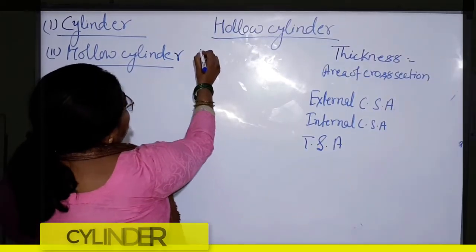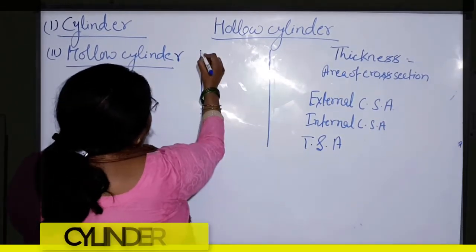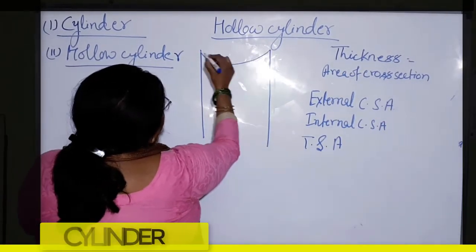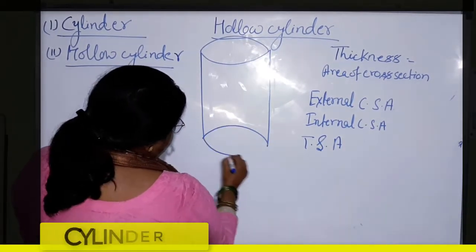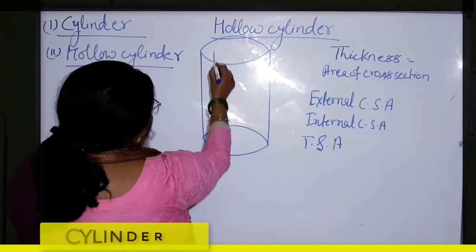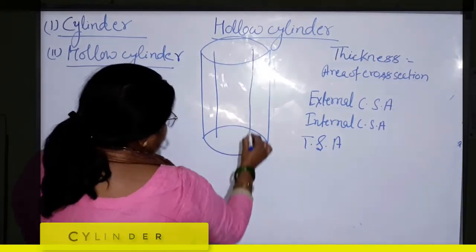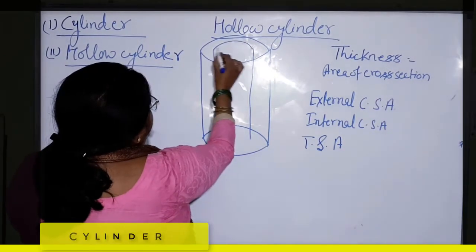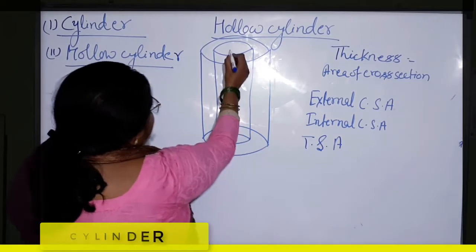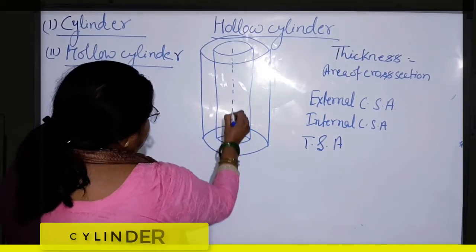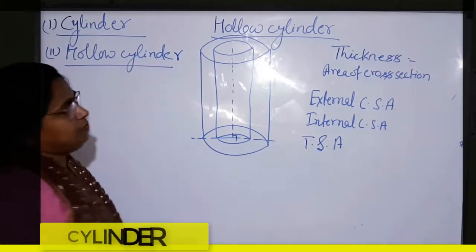Cylinder. For a hollow cylinder, we will draw the diagram like this, and one more cylinder inside it. It is a hollow cylinder. That also is a right circular cylinder. It means its axis is perpendicular to the horizontal.